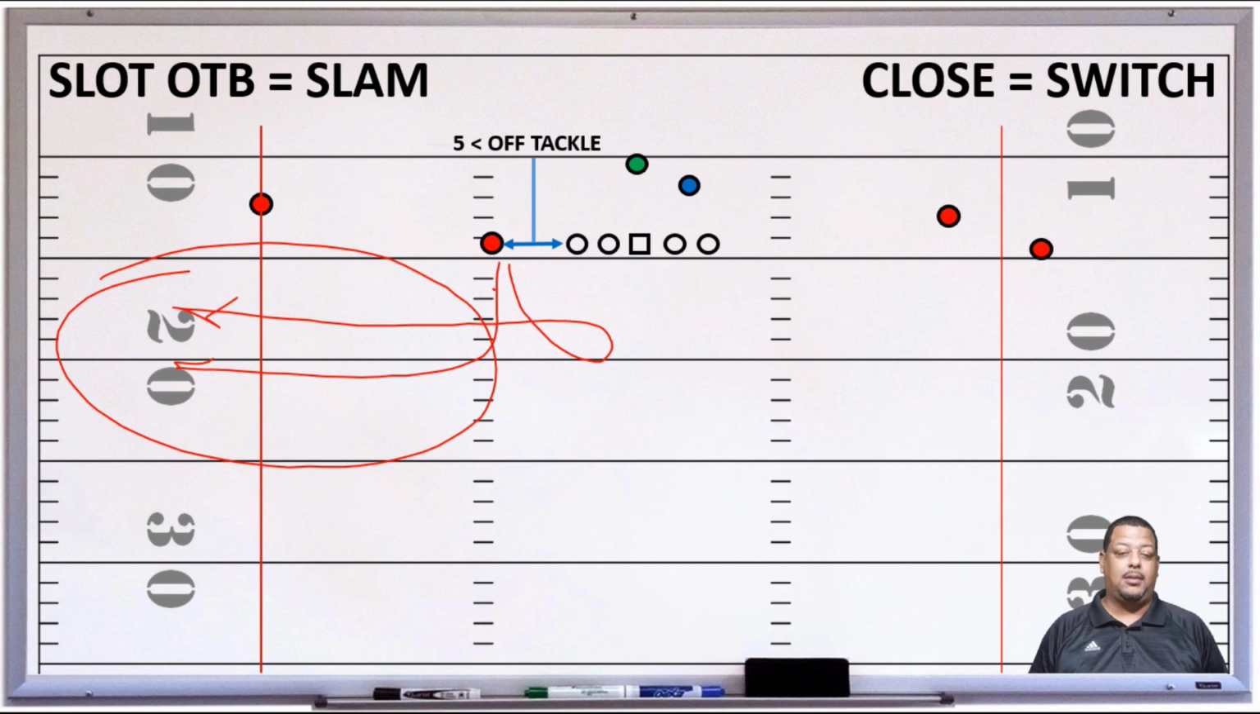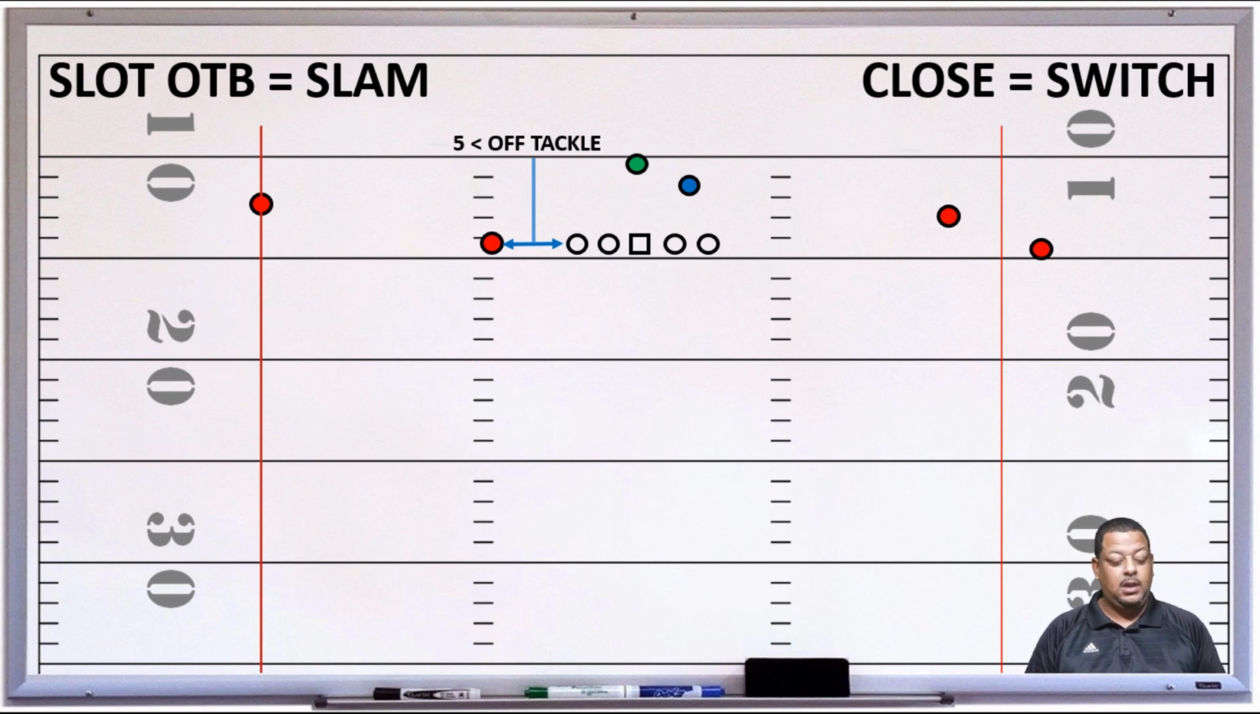So again, when they line up like this in a slot OTB, we're thinking, and -5 with offensive tackle, we're thinking crossing route, run, or an out. Okay, let's look to the other side. Close. All right, so let's talk about close.